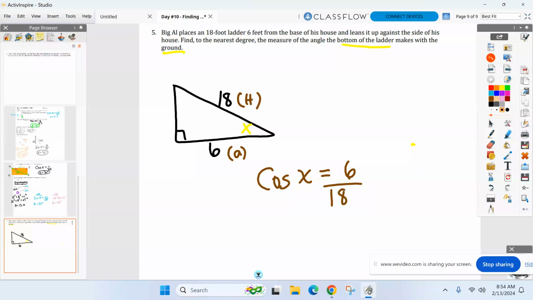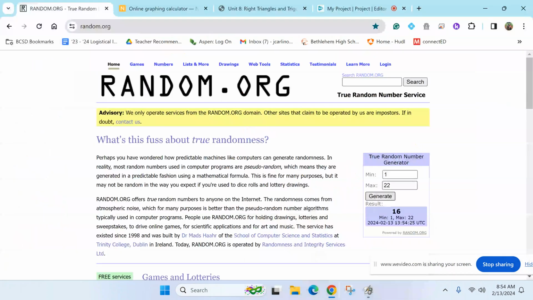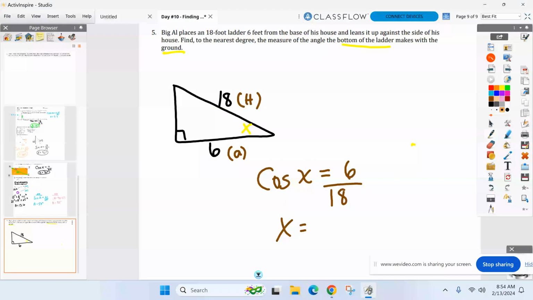Keep reminding yourself, I'm finding an angle. I'm finding an angle. No cross multiply. Don't cross multiply. All right, what angle to the nearest degree has a cosine ratio of 6 over 18? When you're ready there, Bryson? 71 degrees. 71 degrees.